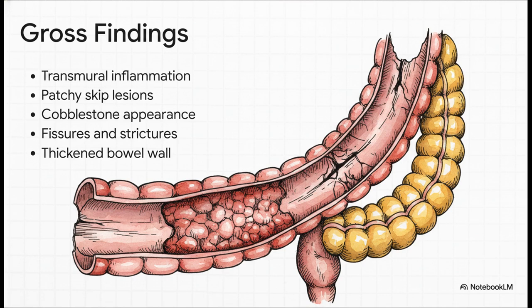Deep, linear ulcers and tissue edema intersect with each other, giving the intestinal lining this incredibly classic cobblestone appearance. You'll also notice something called creeping fat wrapping around the serosa, alongside deep fissures and strictures that form as these chronically inflamed walls scar up over time.